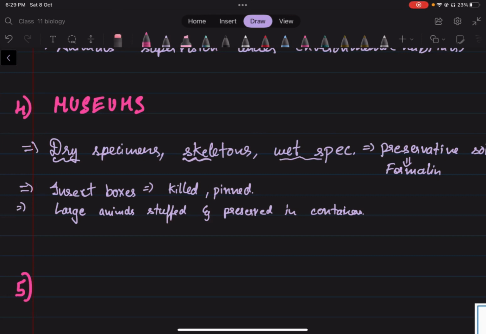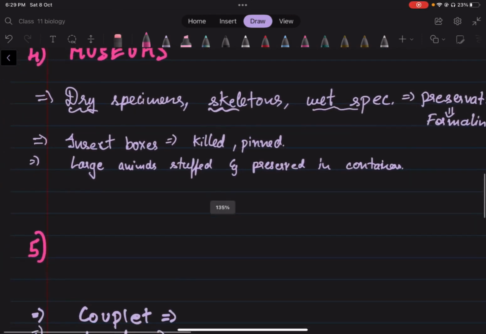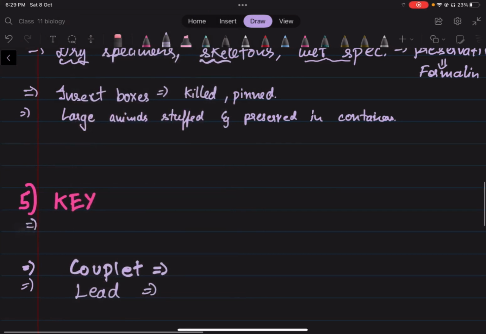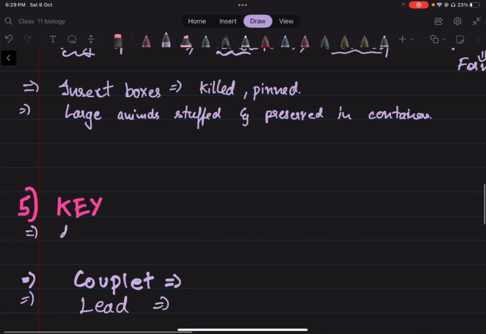Okay, so let's go to another taxonomical layer, that is the key, which is a bit unfamiliar. So, what is this key? Key is basically another aid which focuses on the dissimilarities and the similarities between the organisms. So, what do I mean by this? So let us see through an example.